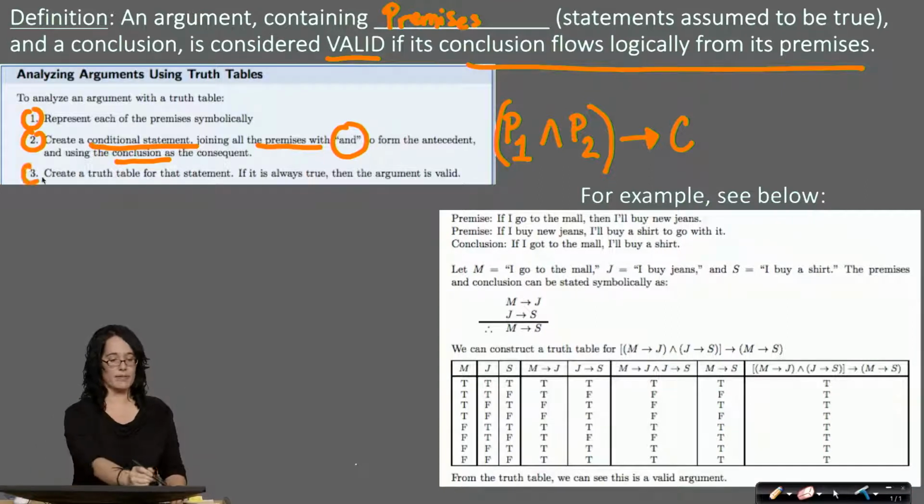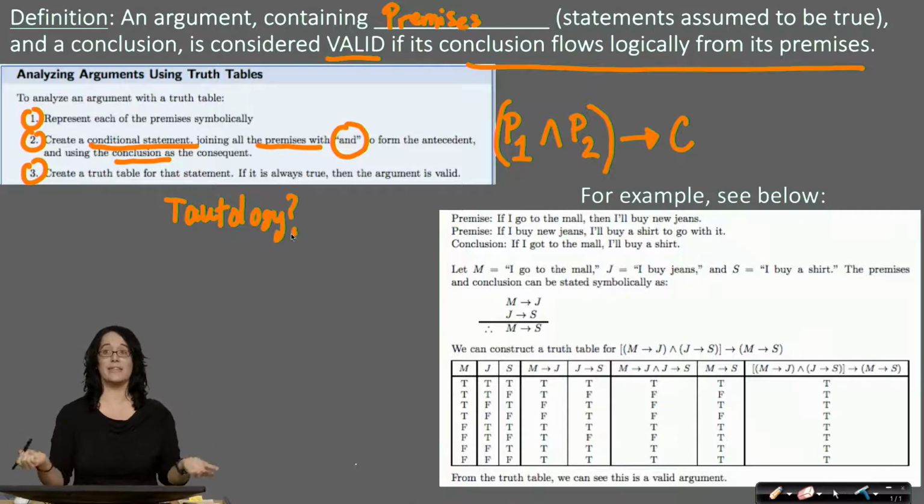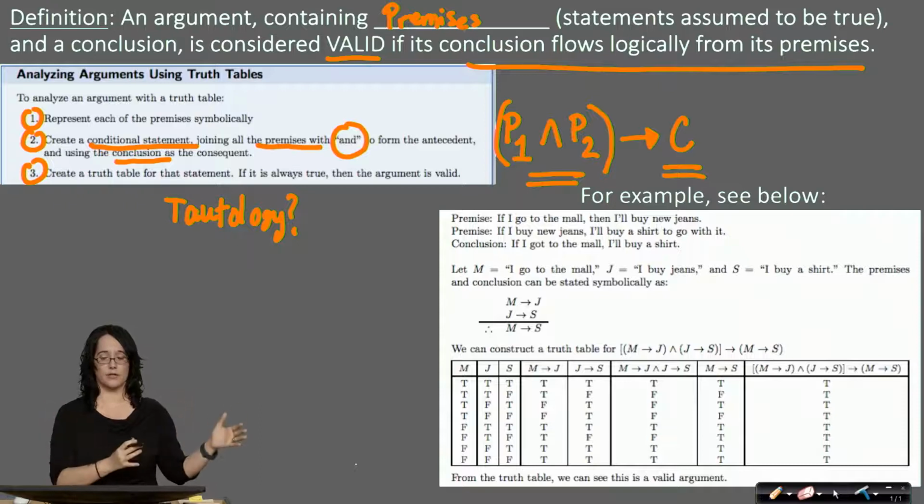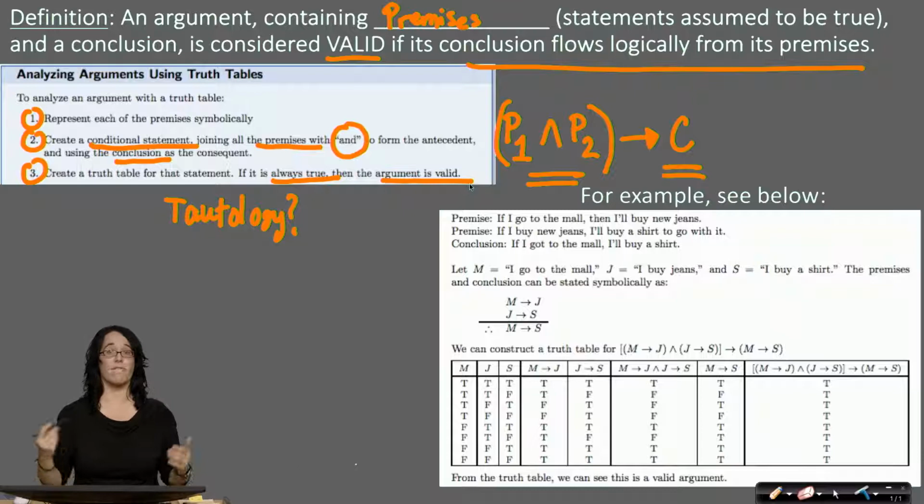Our third step then in the truth table is to verify whether or not we have a tautology. That's really the question here. If it is a tautology, that means that the final column is always true. In other words, these premises always force this conclusion to follow. When the premises happen together, the conclusion logically follows. If they're always true, then the argument is said to be valid.